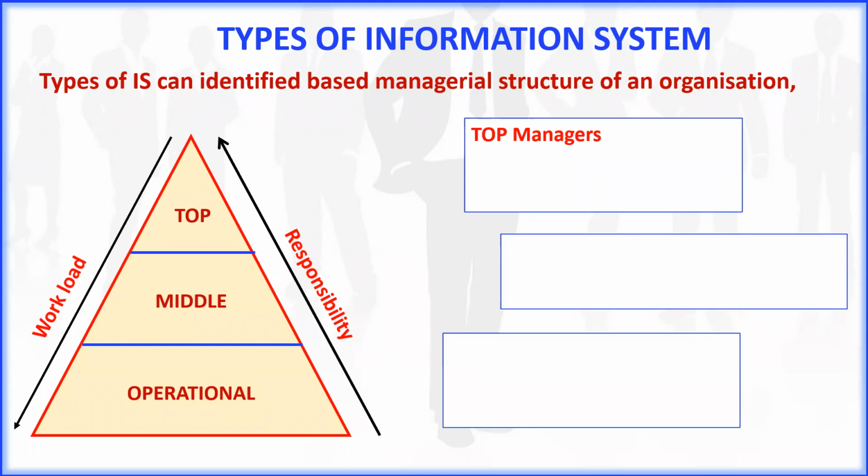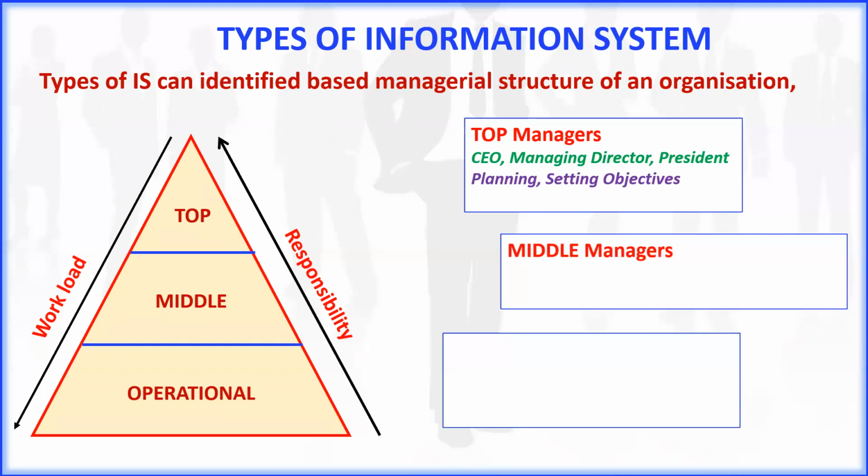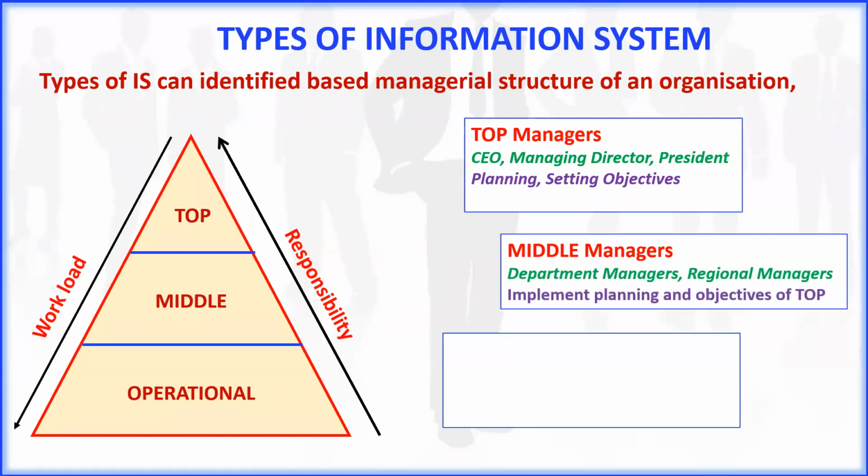Here, this diagram explains the organizational structure. For top managers, it gives some examples: CEO, Chief Executive Officer, Managing Director, President. Their task is planning and setting objectives. Then middle managers, such as department managers or regional managers. Their task is implementing the planning and objectives of top level managers. As I mentioned earlier, once top level managers make decisions, middle level managers are responsible for implementing them.